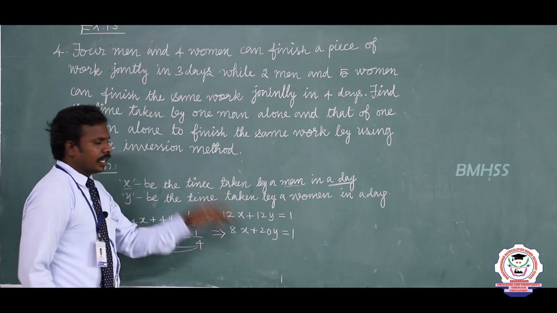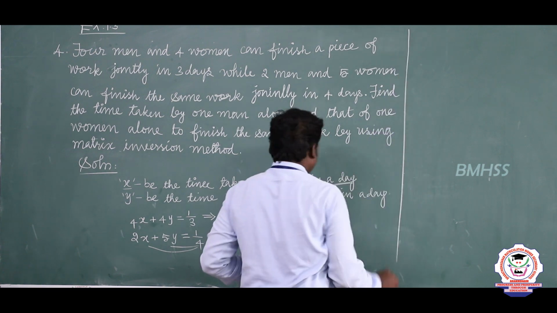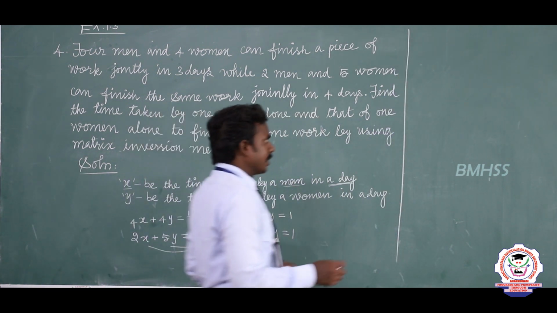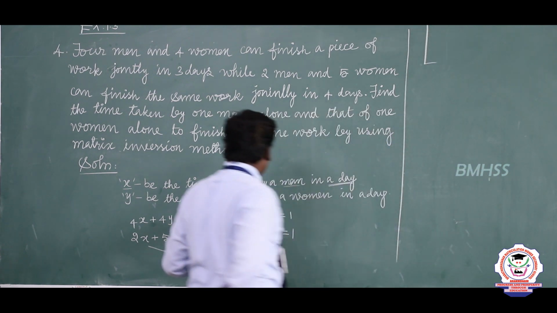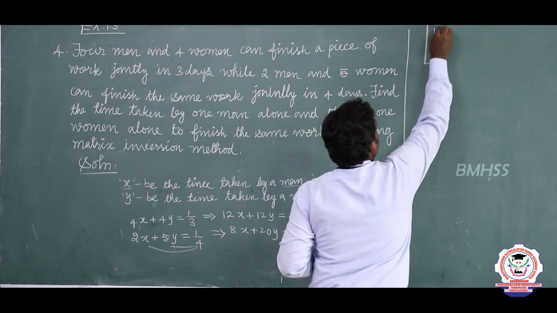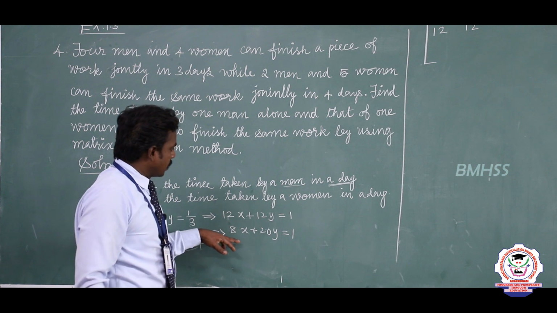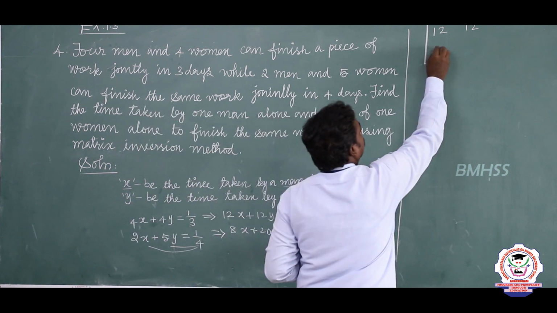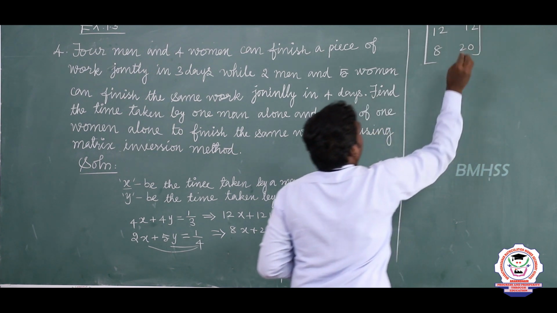So from this 1 and 2, I am going to form a matrix form, very simple. First we always write the coefficients of x and y, that is the A matrix. Listen, what is the coefficient of x in the first equation? 12, coefficient of y 12. So 12, 12. From the second equation, coefficient of x is 8, coefficient of y is 20. So 8, 20. So this is the A matrix.